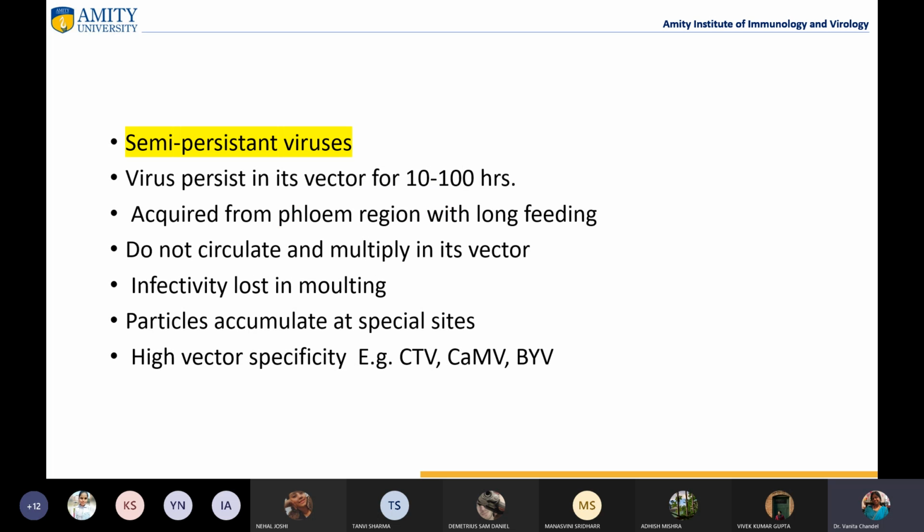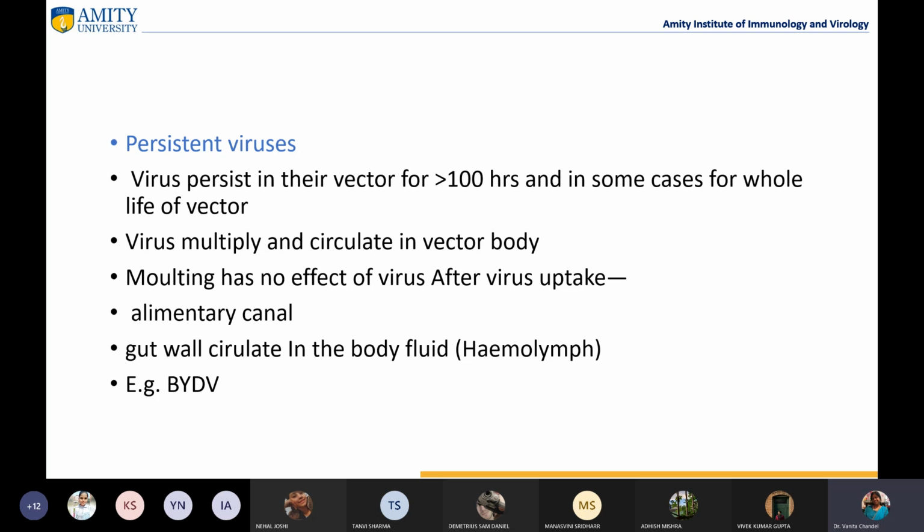Then we have semi-persistent viruses. As the name says, semi-persistent, right? They can persist in their vector for 10 to 100 hours. It is a very elongated time. It is acquired from the phloem region with a long feeding. They do not circulate and multiply in their vector. And again, in this, infectivity is lost during molting. They accumulate in particular sites. They have a high vector specificity. For example, citrus tristeza virus and cauliflower mosaic virus come under this kind of category.